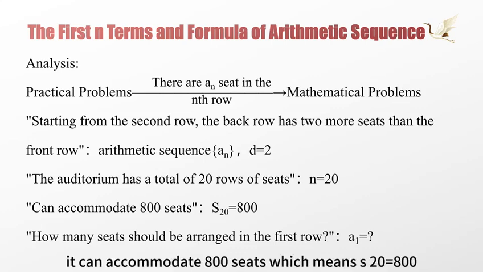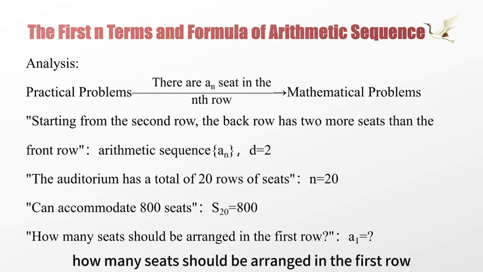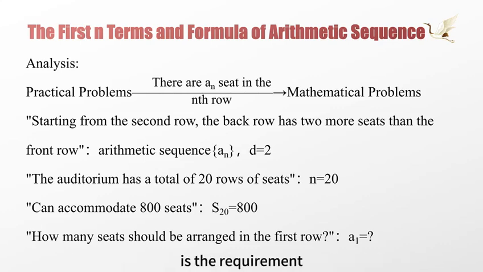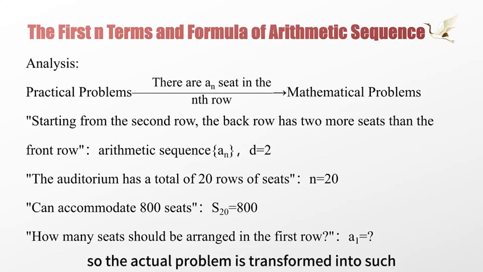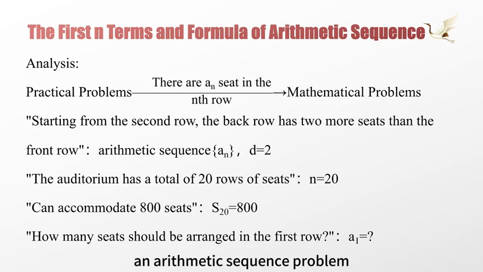It can accommodate 800 seats, which means S20 equals 800. How many seats should be arranged in the first row is the requirement for the first term a1 to be equal to what. So, the actual problem is transformed into such an arithmetic sequence problem. How should we solve this problem? The 4 quantities involved in the problem exactly match the sum formula 2 of the arithmetic sequence. Knowing 3 numbers, find 1 number, and solve the equation.